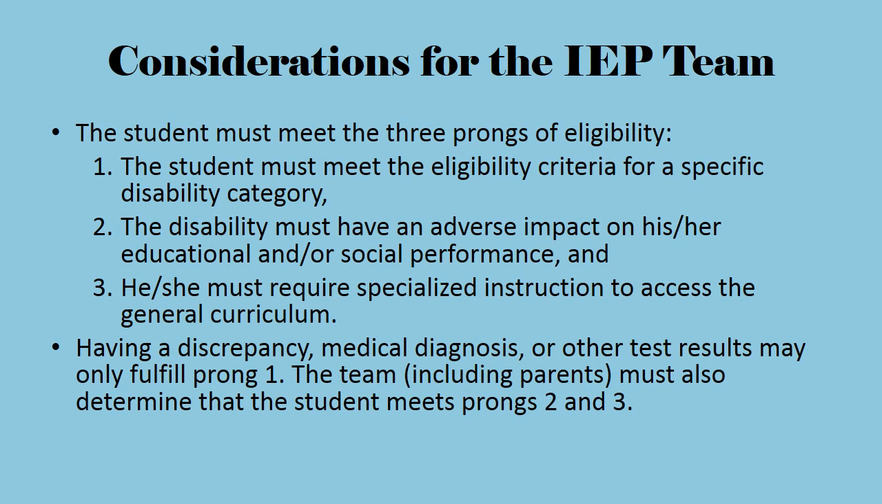The student must meet the 3 prongs of eligibility. The student must meet the eligibility criteria for the specific disability category. The disability must have an adverse impact on his or her educational and/or social performance, and he or she must require specialized instruction to access the general curriculum. Having a discrepancy, medical diagnosis, or other test results may only fulfill prong number 1. The team, including parents, must also determine that the student meets prongs 2 and 3.